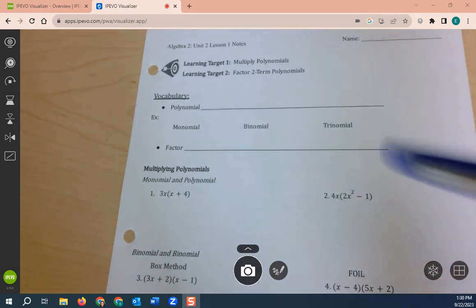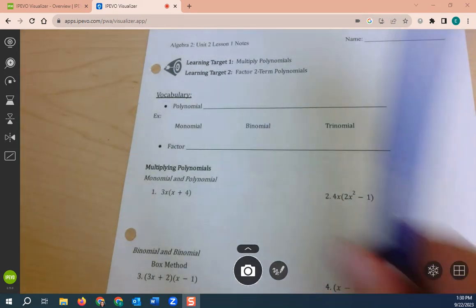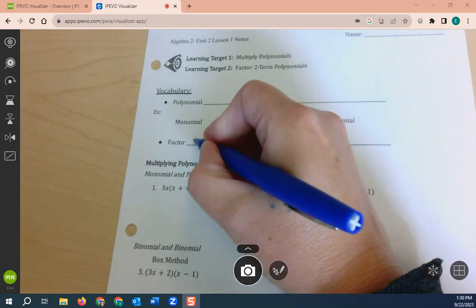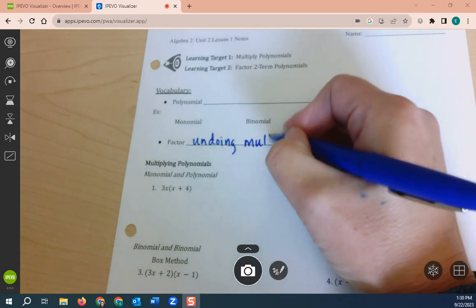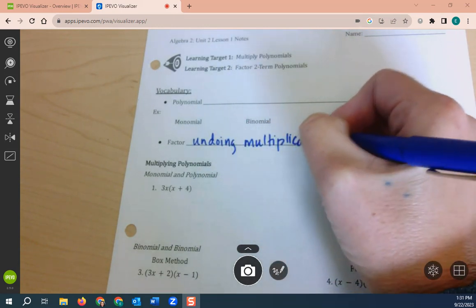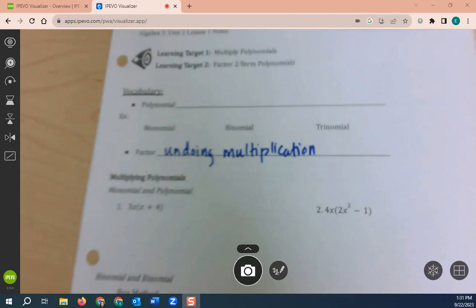All right. Today we're going to review multiplying polynomials. The reason we're going to multiply polynomials is because the next thing we need to do is learn how to factor, and factoring is undoing multiplying. So before we undo multiplication, we are going to review the multiplication. The things that we are going to be multiplying and factoring are polynomials, and polynomials are expressions with many terms.